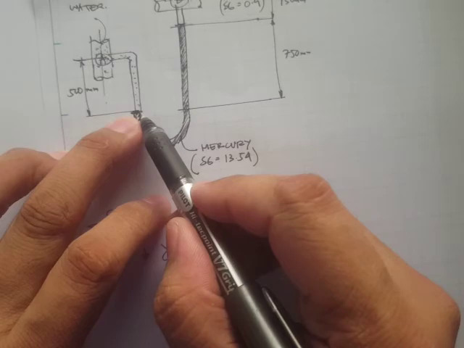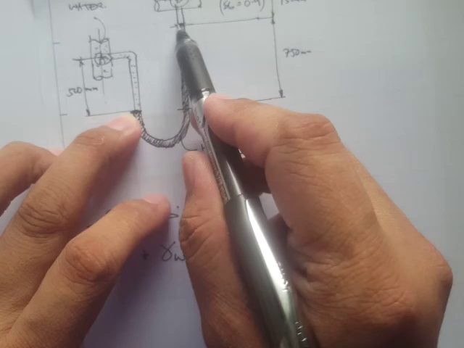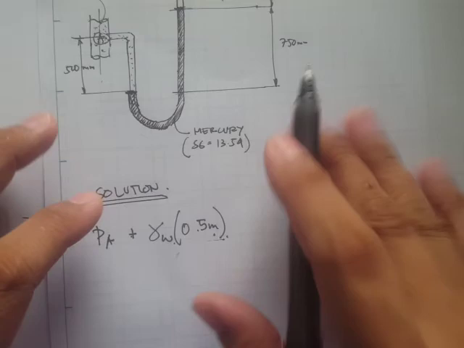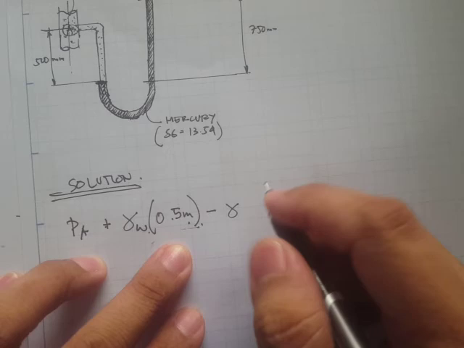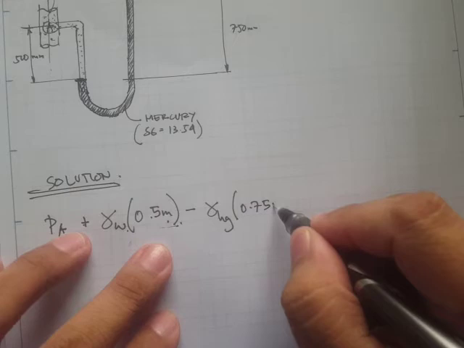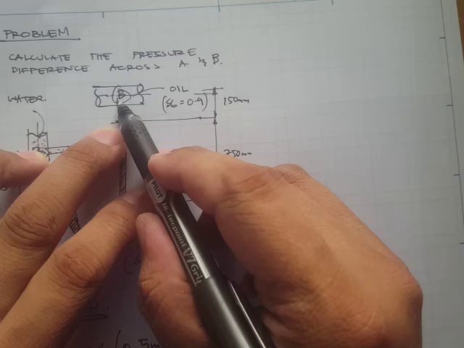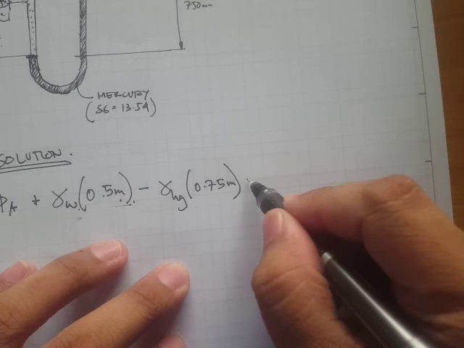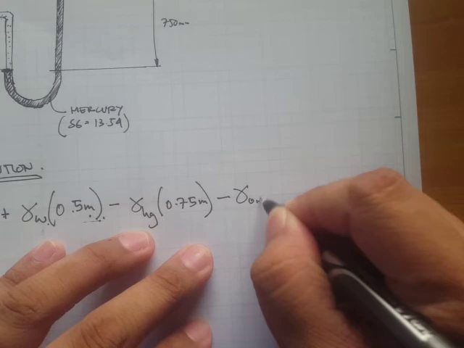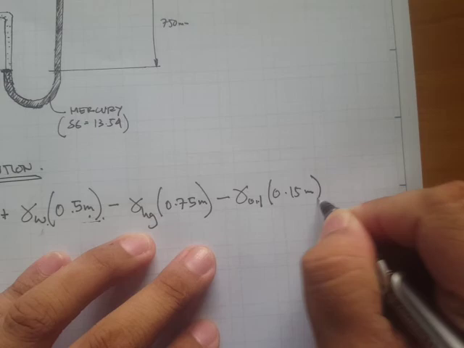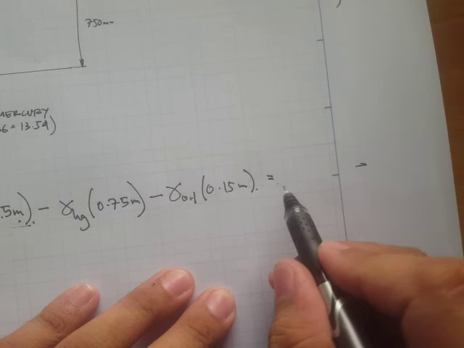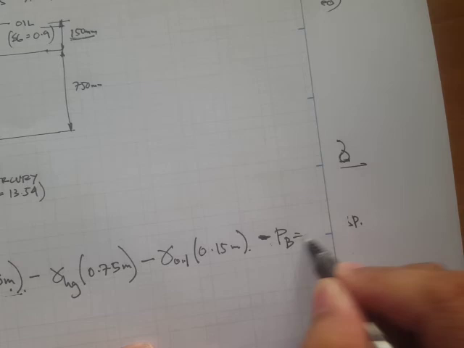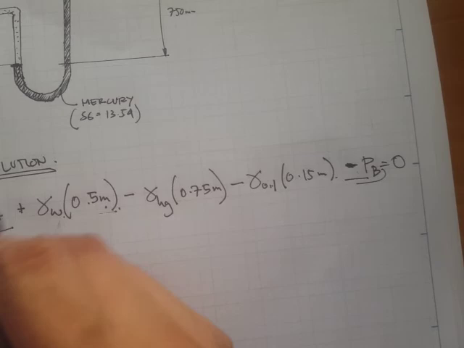Now from this point going to another interface, that's 750 mm. So we write the minus sign of the unit weight of mercury times the height, 0.75 meters. And then from this interface to point B, that's 150 mm. That's minus, and that's going up. So that's minus the unit weight of oil times 0.15 meters, is equal to, or let's just write minus P sub B, is equal to zero. We can write it that way. Now P sub A minus P sub B, that's just delta P, our pressure difference.